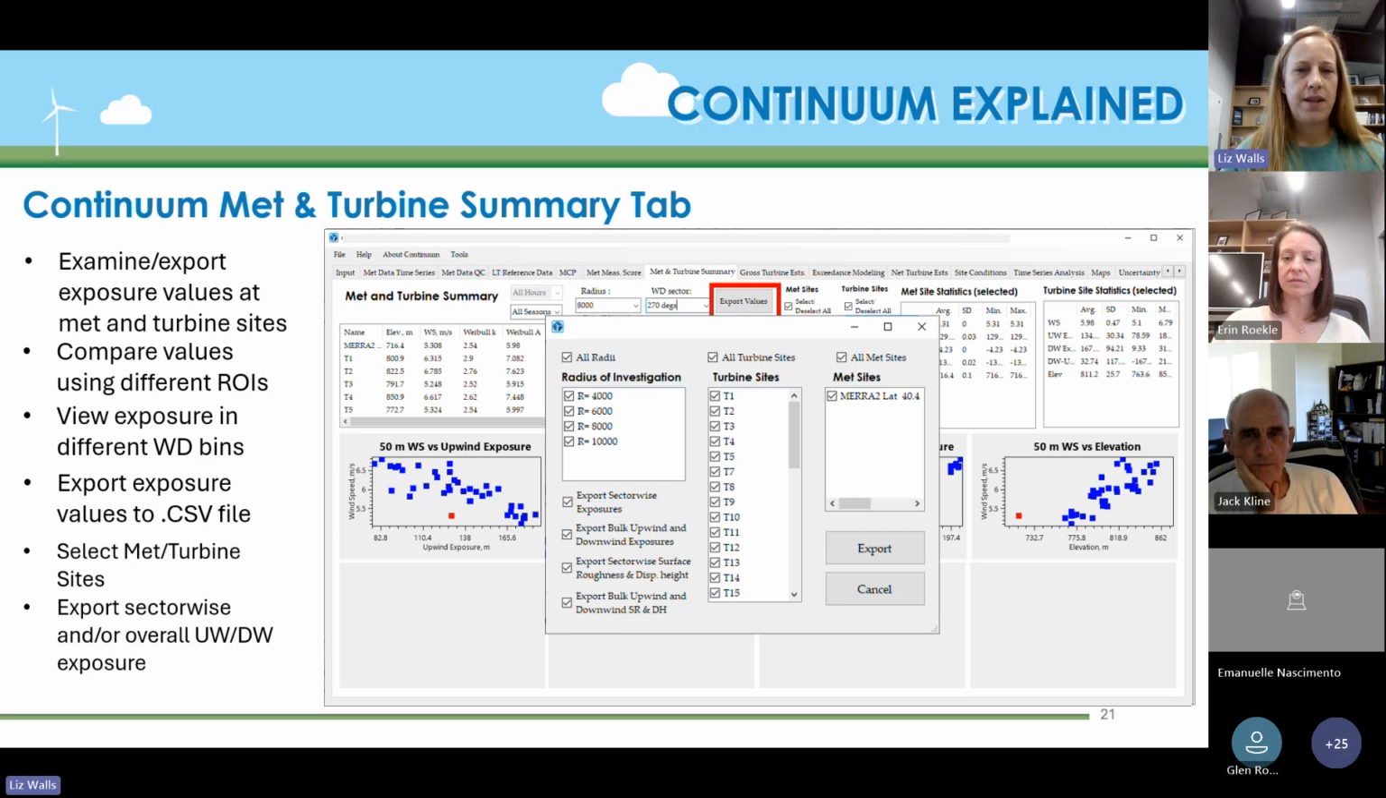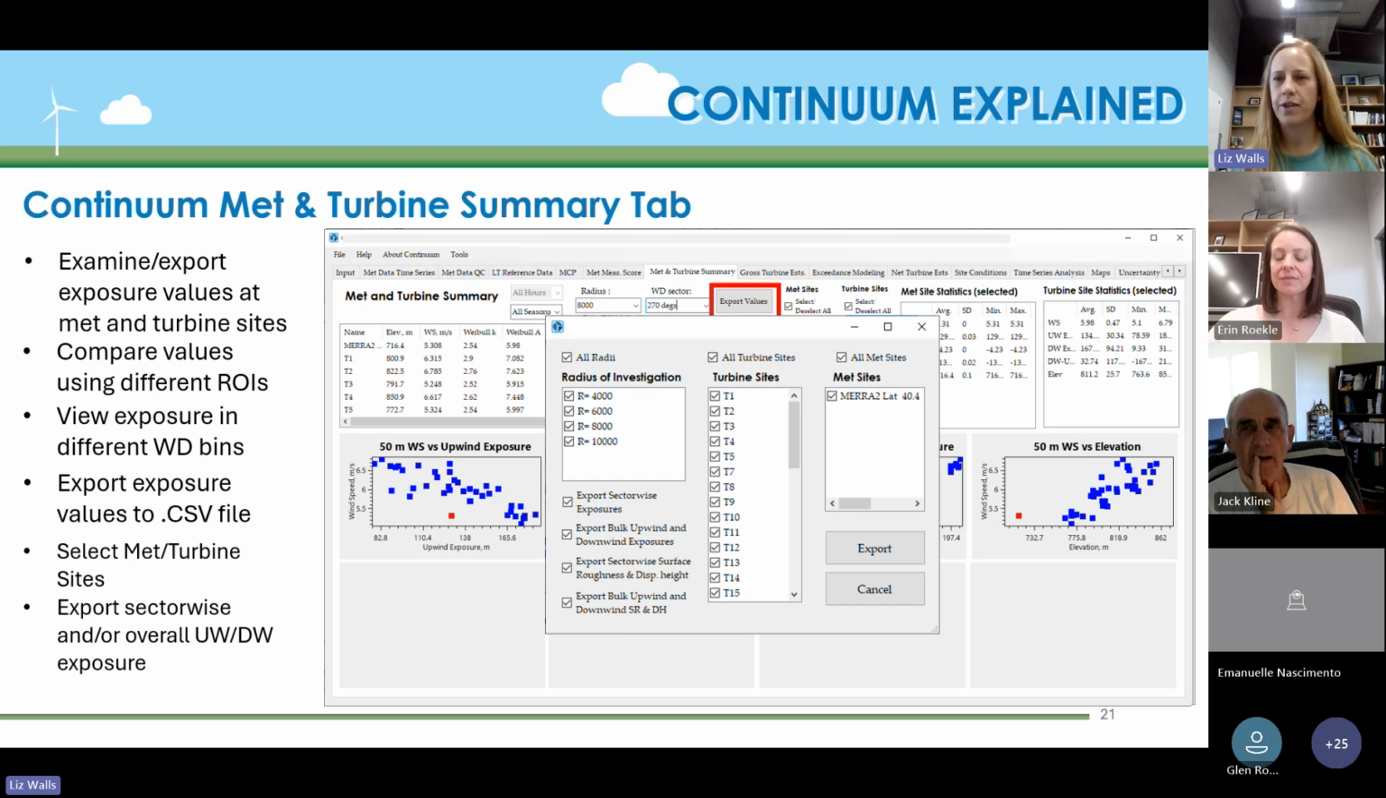And then if you click this button, Export Values, it will open up this dialog that allows you to export either the sector-wise or the bulk, or overall, upwind and downwind exposure. Or you can select just to export the sector-wise or just the bulk ones, and which radius investigations to include. You can specify all the turbine locations or just a specific one, and then it will export to a nicely formatted CSV. So I use this all the time when I'm looking at a new site.